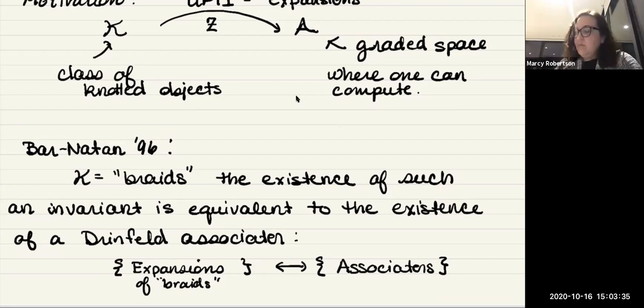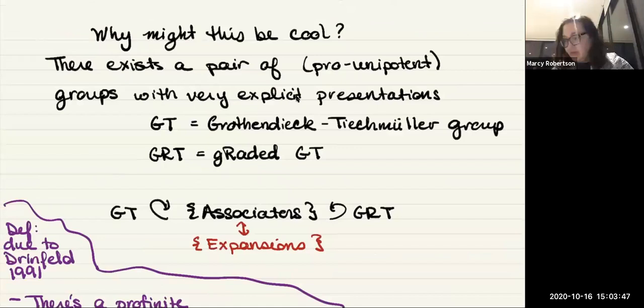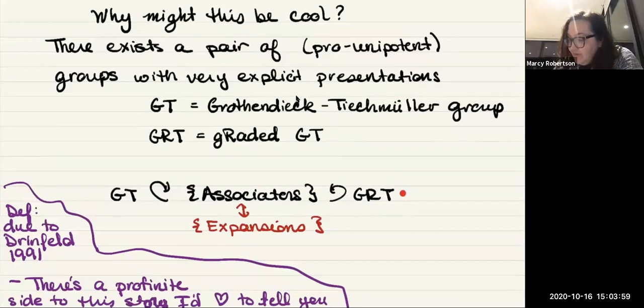So why might this be cool? What might be a motivation for this? One thing is that the set of associators have these really beautiful groups of symmetries called the Grothendieck-Teichmüller group, or the graded side. On the graded side, remember these are maps from knotted objects K to some A. So on the graded side, you have this GRT, and on the non-graded side, you have this group GT, and they act freely and transitively on this set of associators. So associators are a torsor.